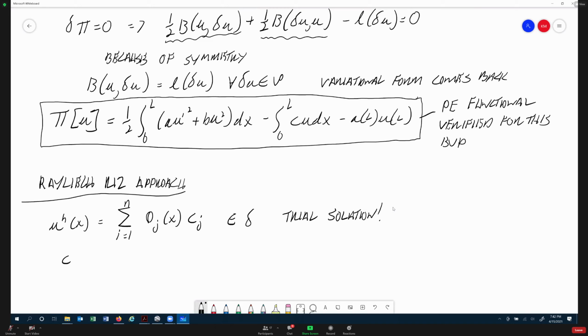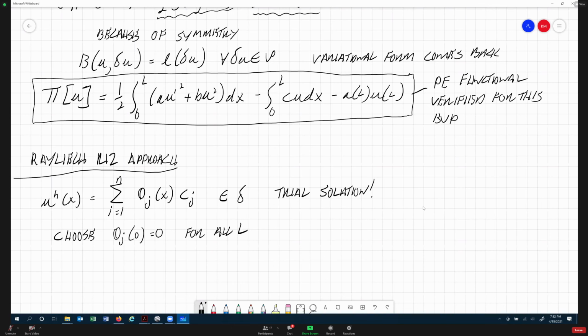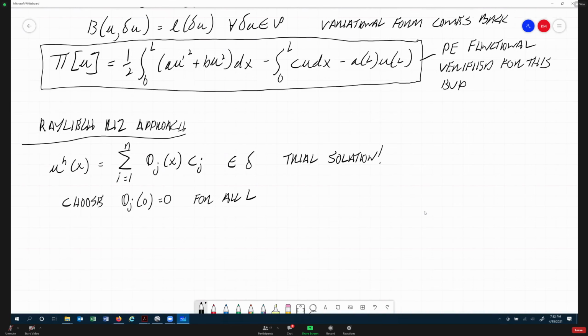Okay. Now choose your phi_j of 0 equals 0, and test the weak form function.